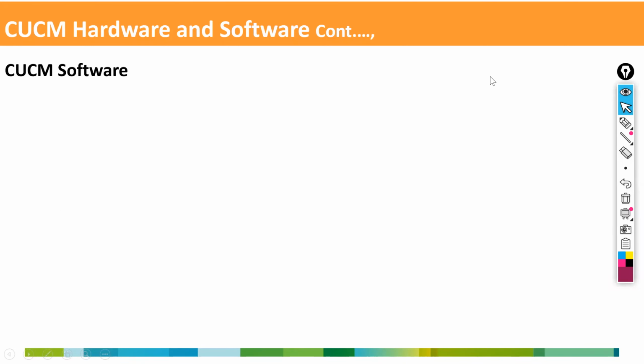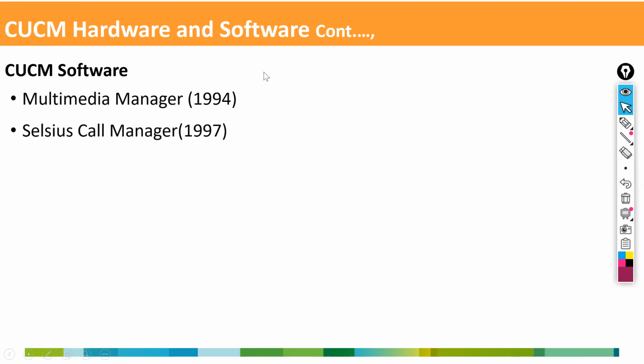Next, we'll discuss the software. Okay, CUCM software. The very first version is called Multimedia Manager. It was released in the year 1994. Next is Selsius Call Manager. Again, they renamed it from Multimedia Manager to Selsius Call Manager, and released it in the year 1997. Next, Selsius Call Manager 2.0, that's the version. This is the 1.0 version. This is the 2.0 version in the year 1998.